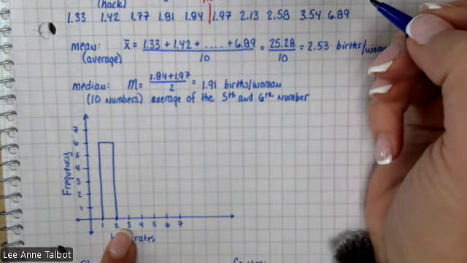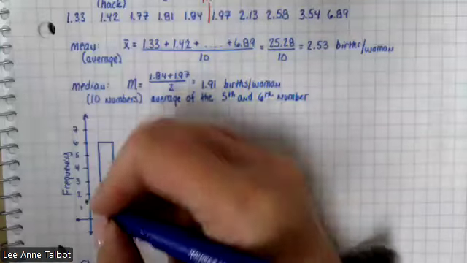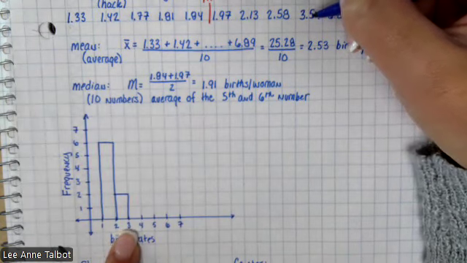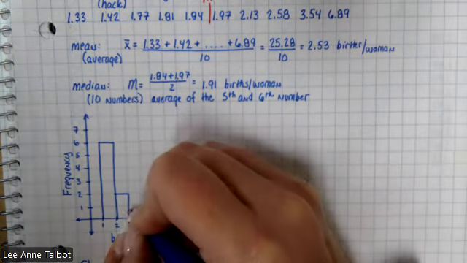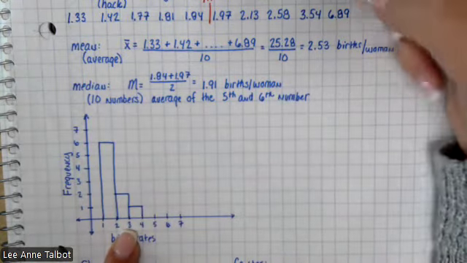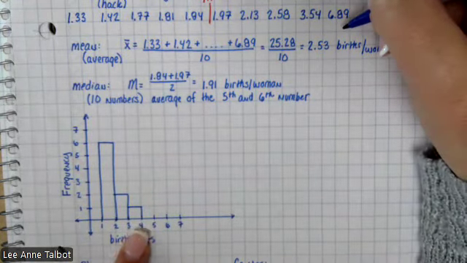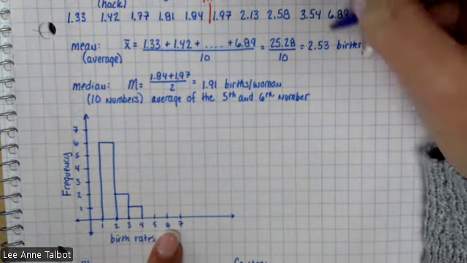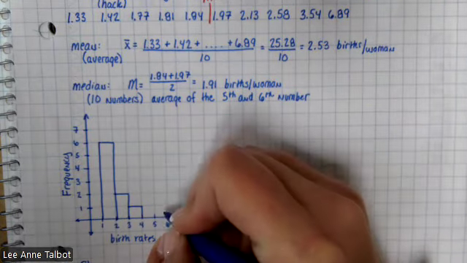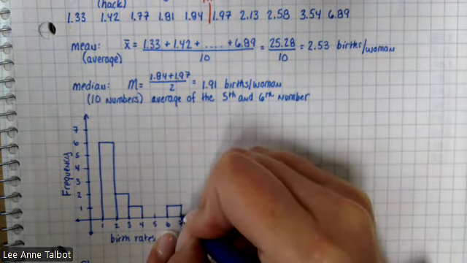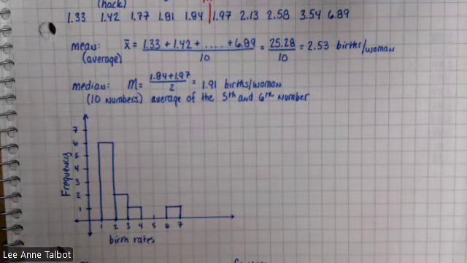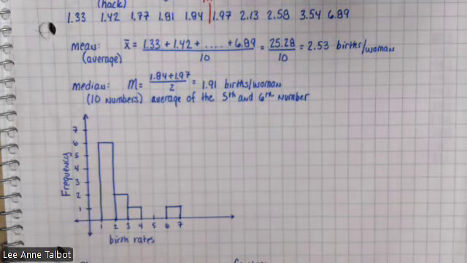Between 2 and 2.9 repeating, I have 2 values. Between 3 and 3.9 repeating, I have 1 value. I don't have any values in the 4s. I don't have any values in the 5s, but I have this value 6.89, which is between 6 and 6.9 repeating. And you might be saying to yourself, that might be an outlier. That looks like an outlier. And it does look like an outlier.